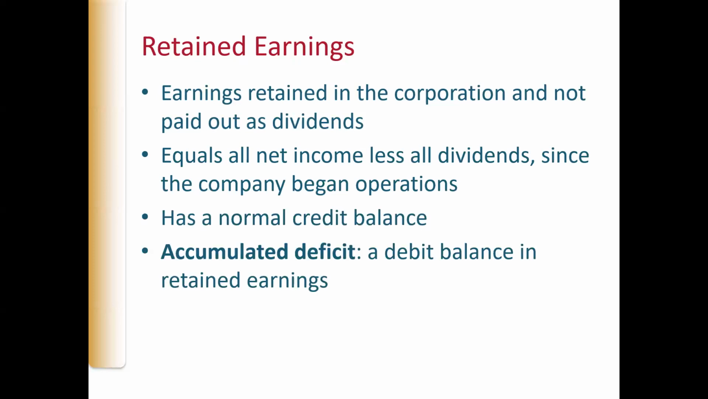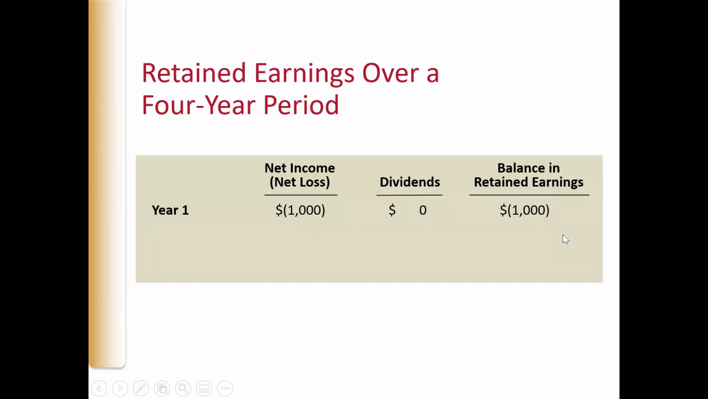So what we'll do in this case, when we pay out dividends, it's going to reduce the normal balance in retained earnings, which is a normal credit balance. So when we pay dividends, we'll be debiting our dividends, which is part of retained earnings.